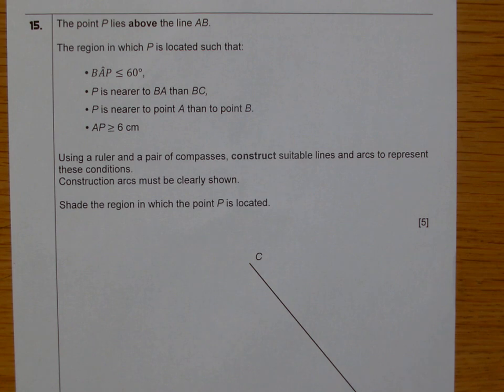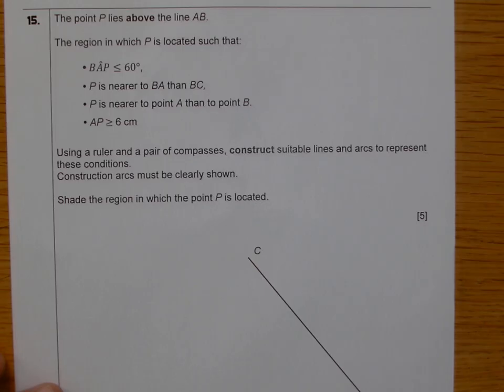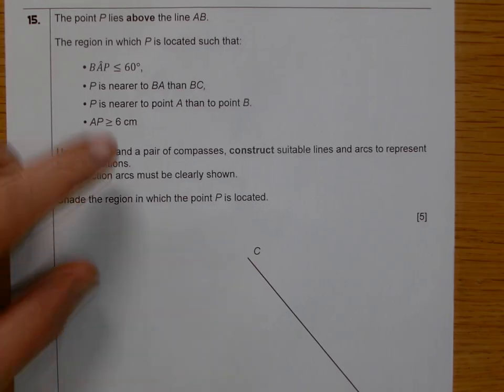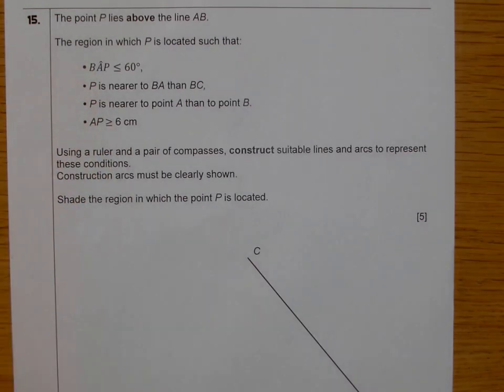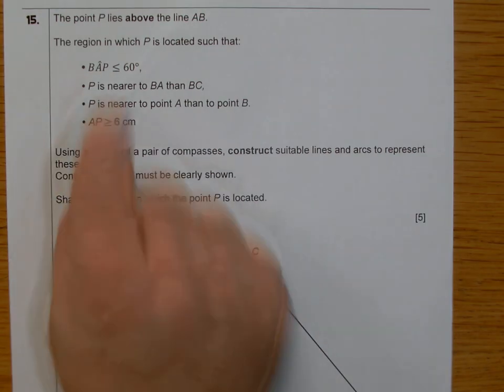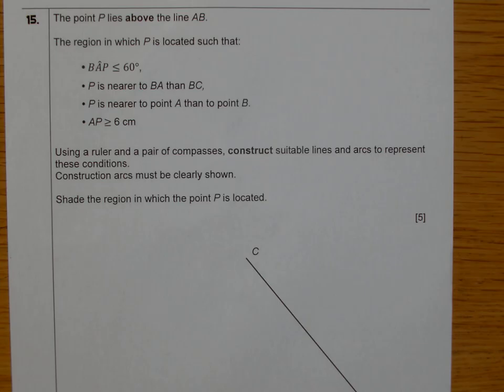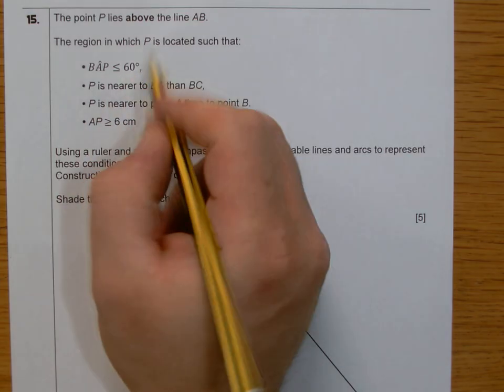So question 15, the point P lies above the line AB, and then the region in which P is located is such that these 4 bullet points are satisfied. So let's have a look at doing this here. The first bullet point, angle BAP, is less than or equal to 60 degrees.